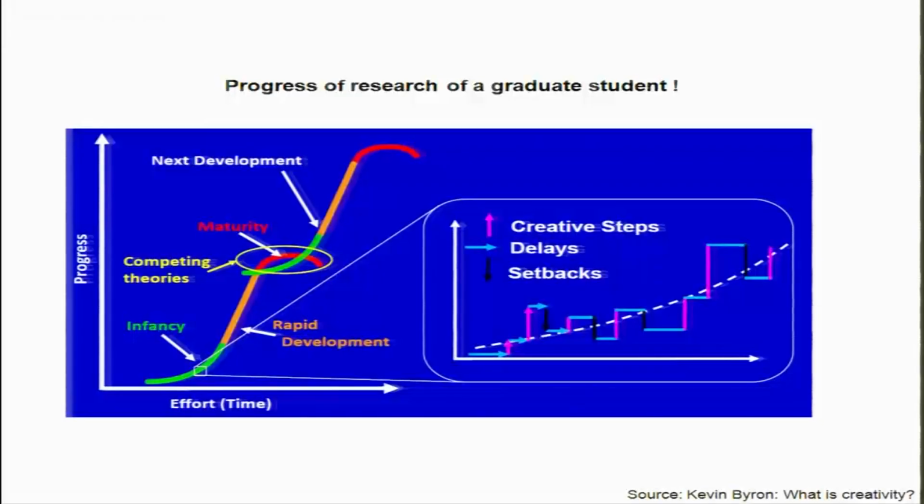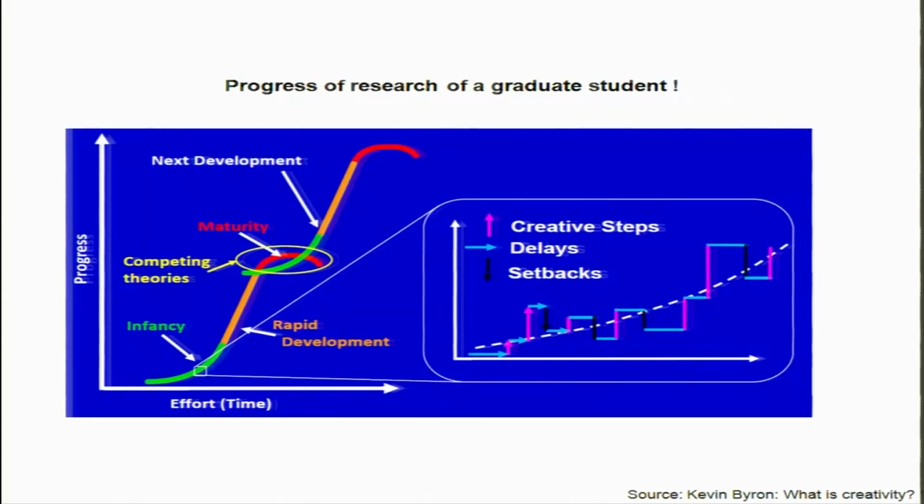So this is what he says, which anybody who has gone through this process would know for sure is indeed the reality. So when you start your work, it's called infancy. You have started your research career as a PhD student or for a master's thesis, and you have certain ideas. That is what is shown here in the green, in the lower bottom left side of the graph. The green one, what is called infancy, is the germination of the ideas. You have discussed, you have read, and you have certain ideas.